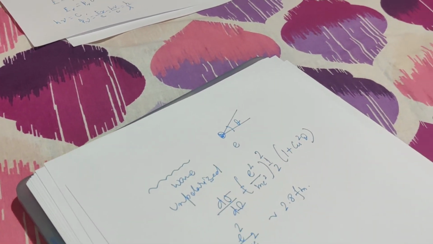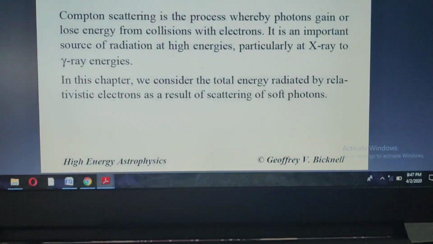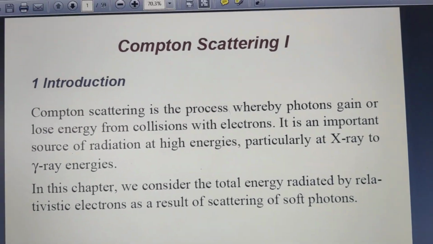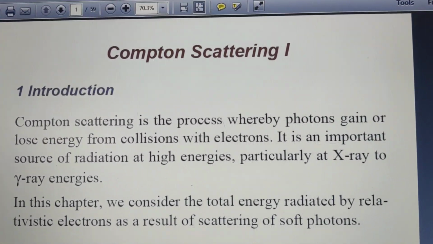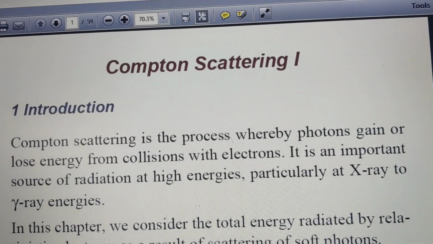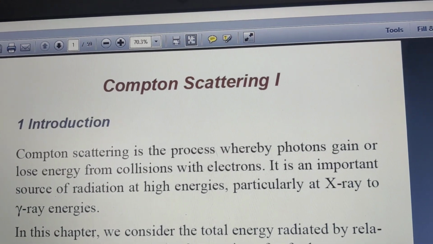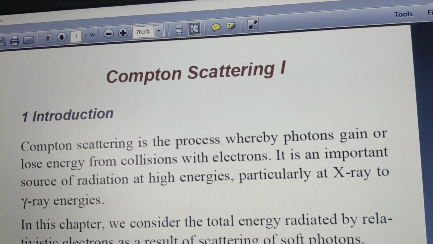Let's try for the Compton scattering slide. This is the scattering where you can see the process of collisions of the electrons, and particularly the radiation of high energies, particularly X-ray or gamma ray energies.